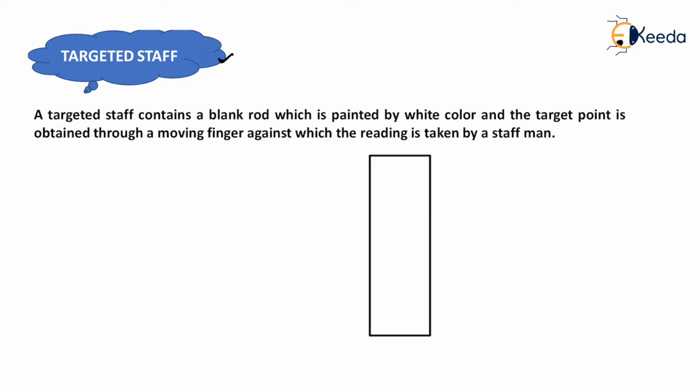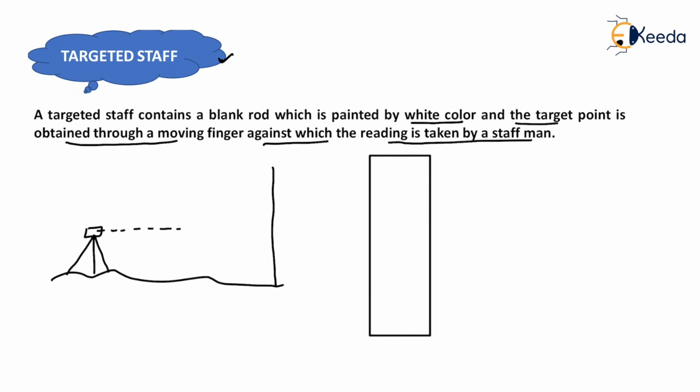A targeted staff contains a blank rod which is painted white, and the target point is obtained through a moving finger against which the reading is taken by a staffman. Now in this type of staff, graduations are not marked. The whole rod is painted white. Now a surveyor will stand near the level like this, and one targeted staff is kept at some distance from the level. Now suppose that this is the line of sight.